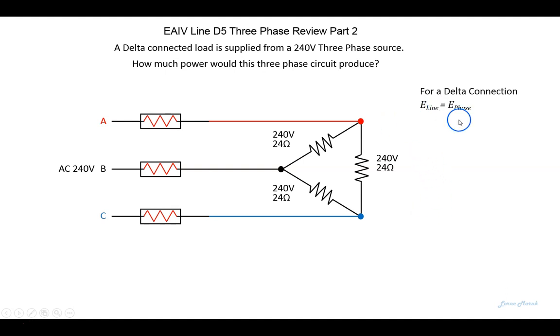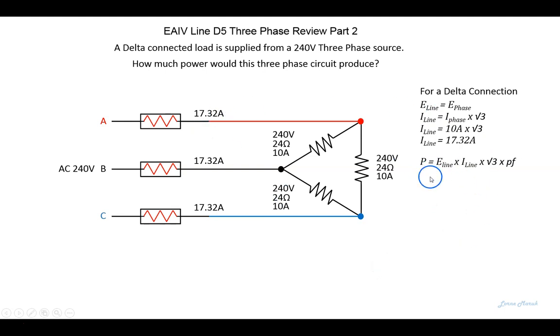Well, we have to use the rules for delta, E line equals E phase. And we can calculate our total current for each phase. But remember, for delta, I line equals I phase times root 3, which gives us our line current of 17.32. For total power, we can go E line times I line times root 3. And once again, power factor is purely resistive, so it's 1. And we can see that we produce 7,200 watts.